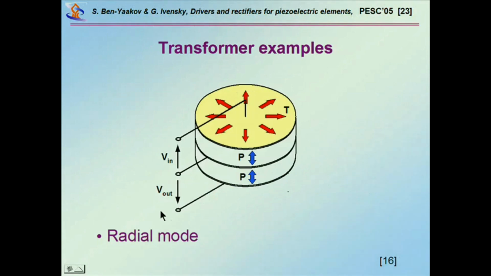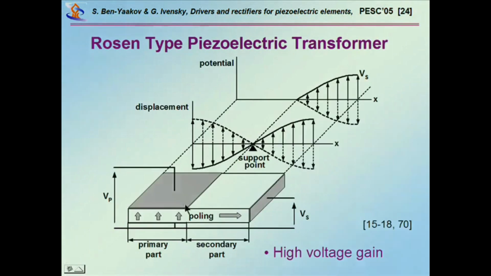The transformers come now in very many shapes. For example, this is a case of a radial vibration. There are two plates here. One is the excitation, and one is absorbing or collecting the ultrasonic wave, acoustic wave, and then generating output voltage.